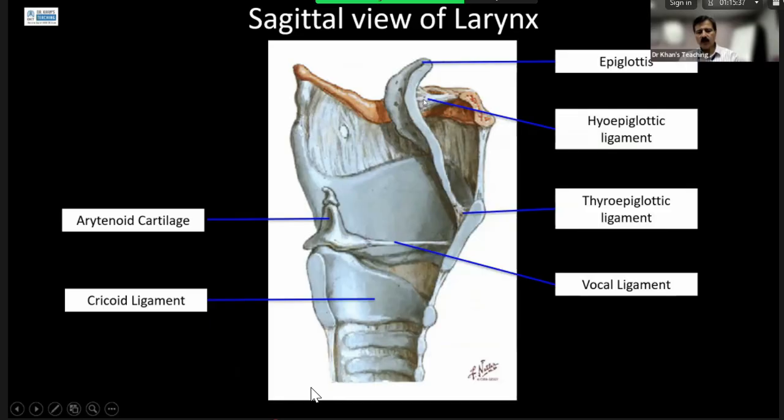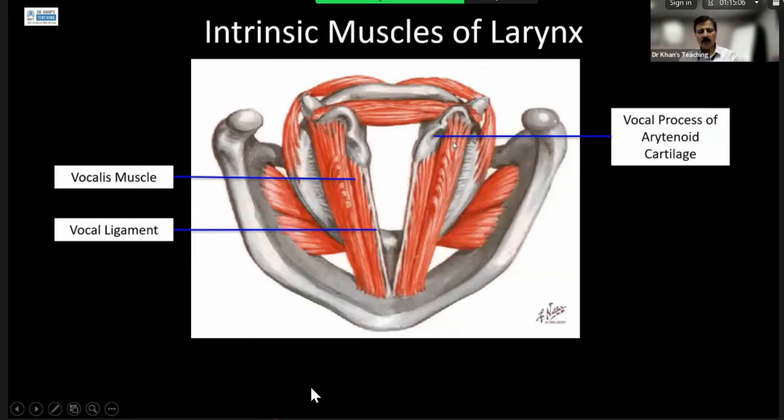Another landmark for us is the hyoepiglottic ligament. This is the hyoid bone, this is the epiglottis, and the hyoepiglottic ligament. On top of it is what we call a mucous membrane, or mucous fold, which is the glossoepiglottic fold. And this becomes a landmark which divides it into right and left valleculae.